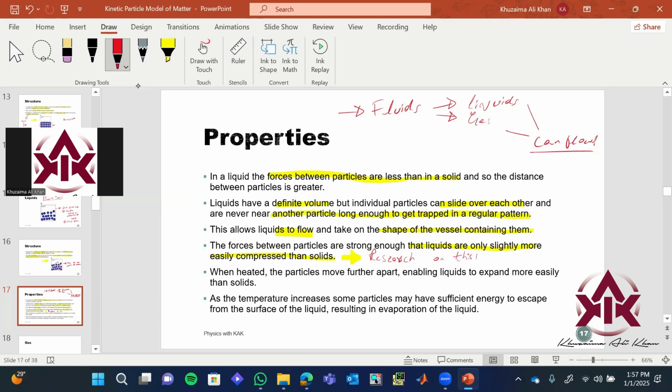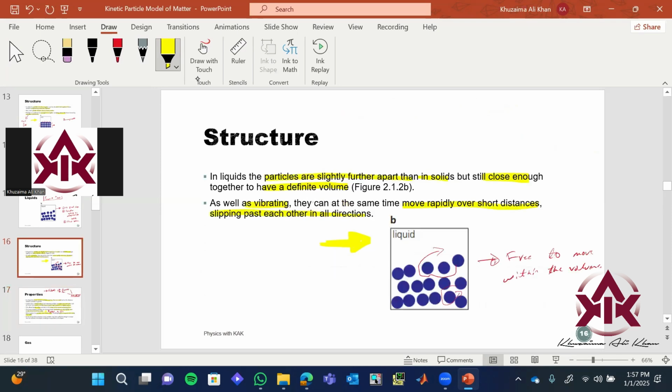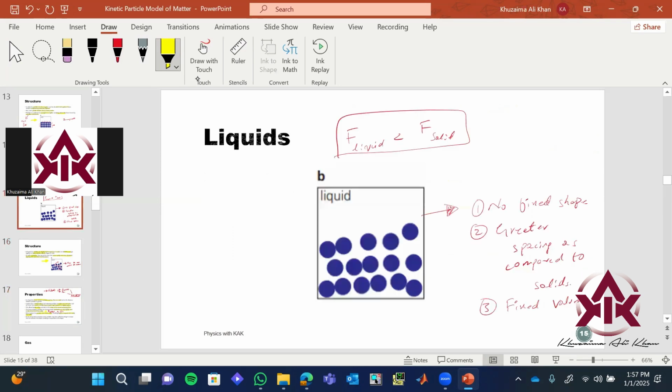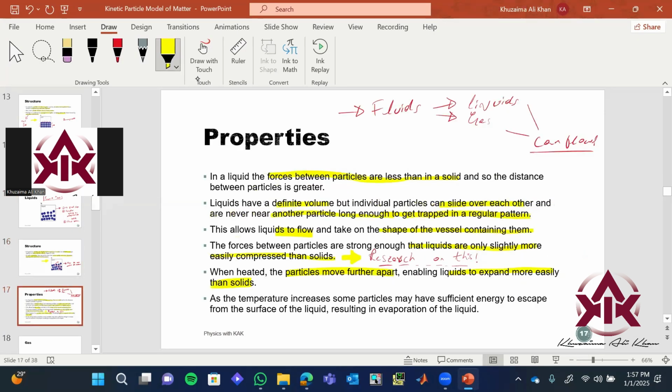Research on this. So when heated, the particles move further apart, enabling liquids to expand more easily than solids, again because they have enough spaces. We need to provide less energy than for solids because liquids have less attractive forces. The forces in liquids are weaker as compared to solids, so we need to provide less energy for them to expand. I hope it makes sense.